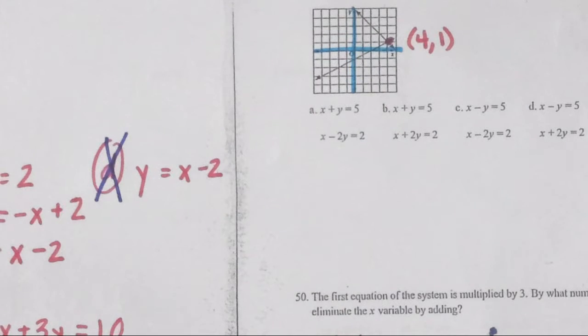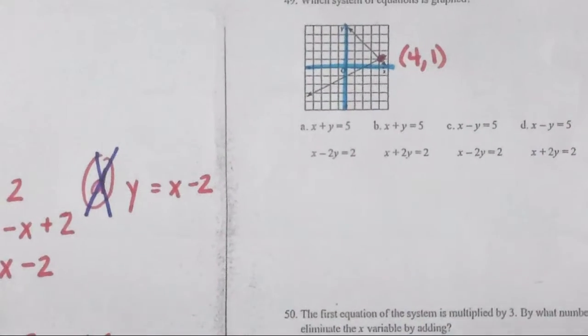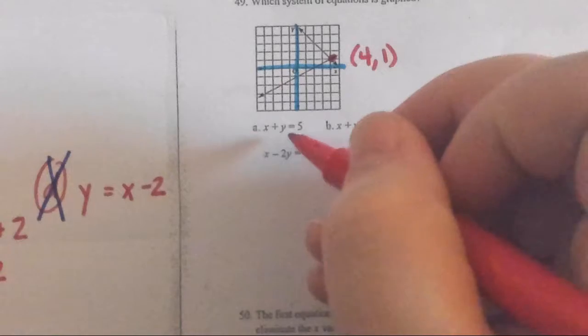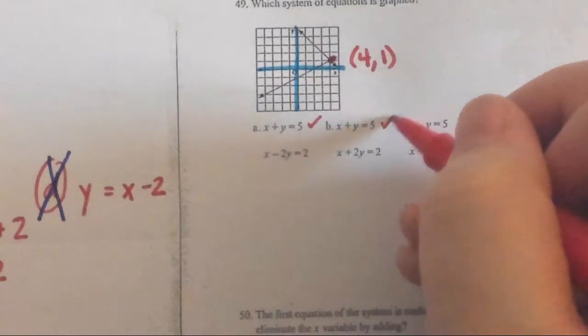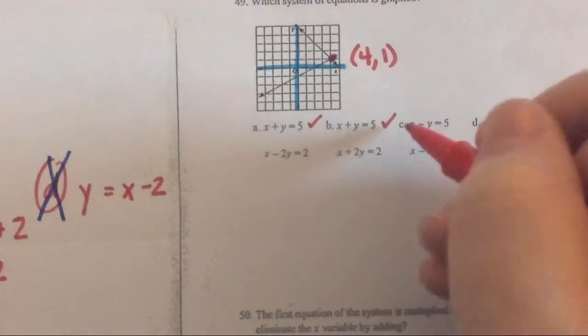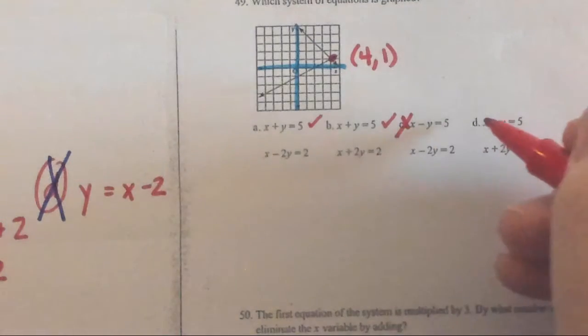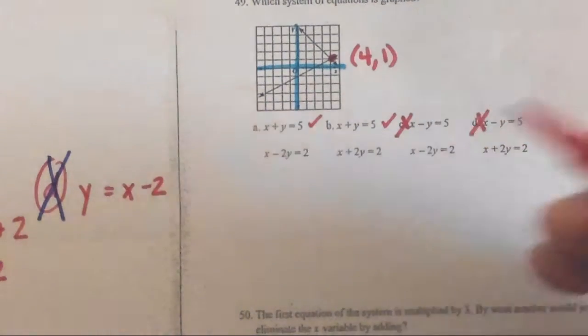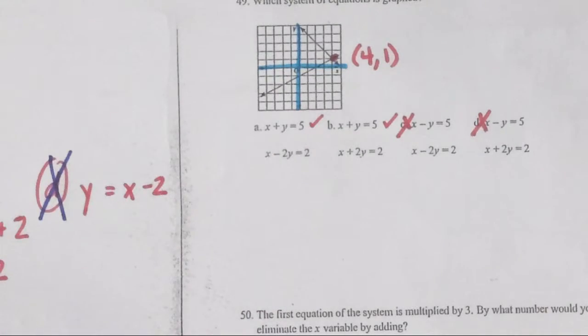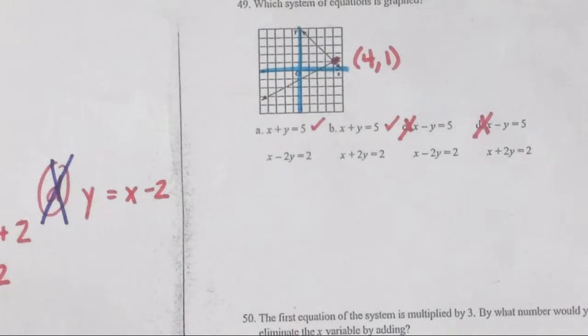And I automatically know it's not C or D. Because if I plug in 4 and 1, 4 plus 1 equals 5. 4 minus 1, that doesn't equal 5. And 1 minus 4 doesn't equal 5 either. They're not going to work. So it has to be the 4 plus 1 equals 5. So it's either A or B.